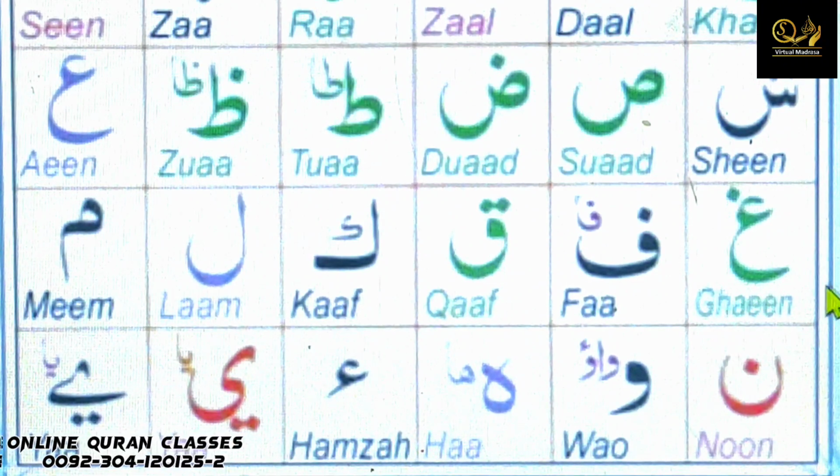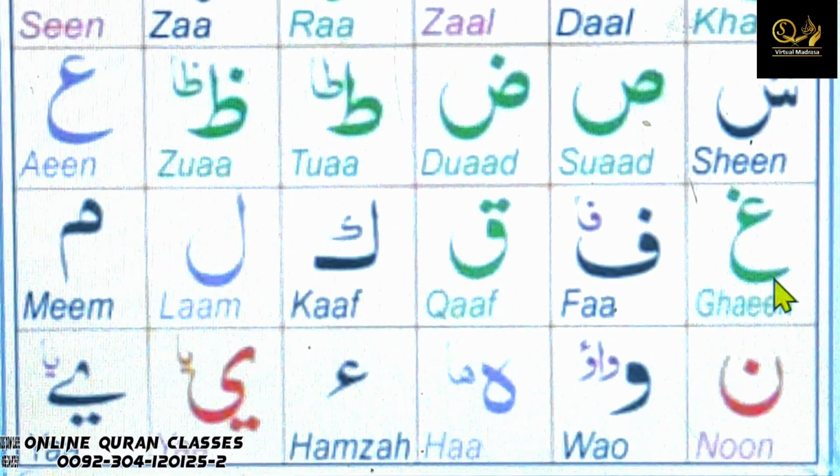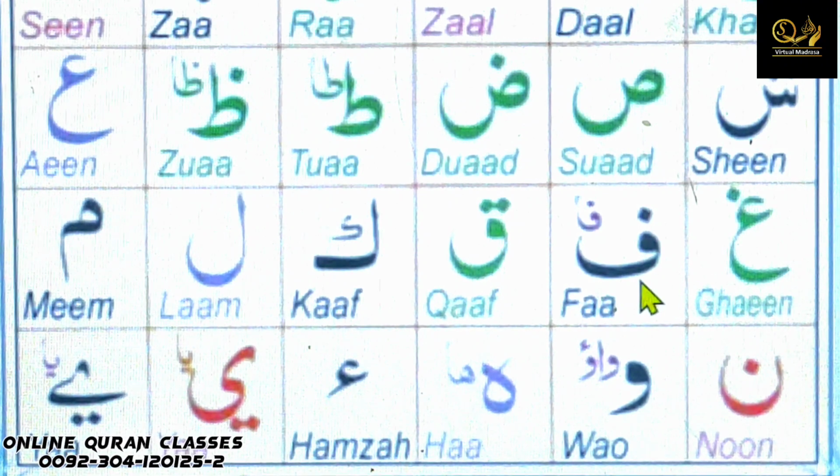Now from the next line there is Ghain. This Ghain is from the throat nearest to the mouth. Next one is Fa, for 2 seconds.